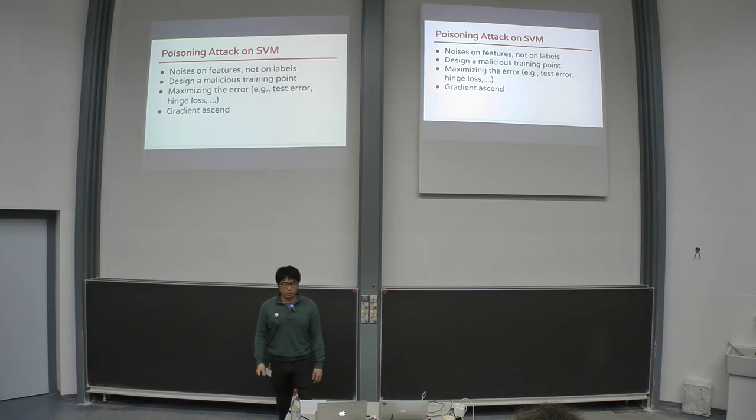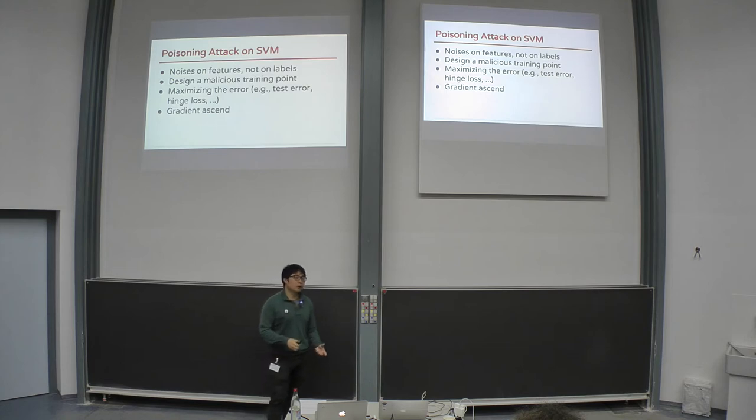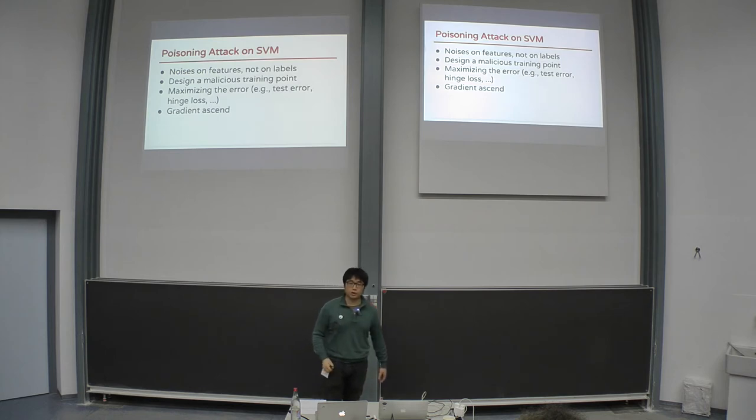The second example is also on SVM, but now we're not focused on the labels, we're focused on the features. So we're doing something bad to the data set features. What we do is add some noise to the features, such that if we inject this malicious point into your training data and let the defender train on these points and data sets, then your classifier will also be subverted or degenerated. And here we use the gradient descent technique to find this point.